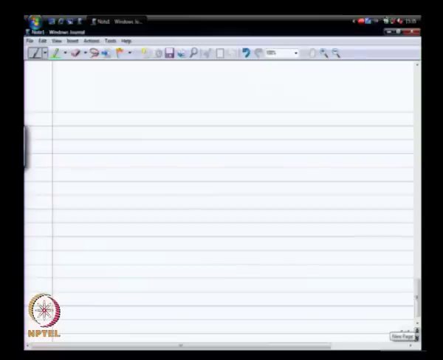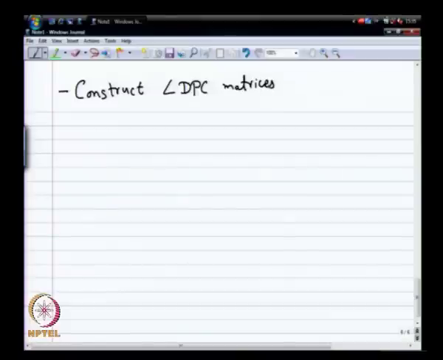So, now, what can we do now? If you want to summarize, we can construct LDPC matrices. Okay. And what kind of LDPC matrices? N, WC, WR, right? Let us say N, WC, WR, we know how to construct.